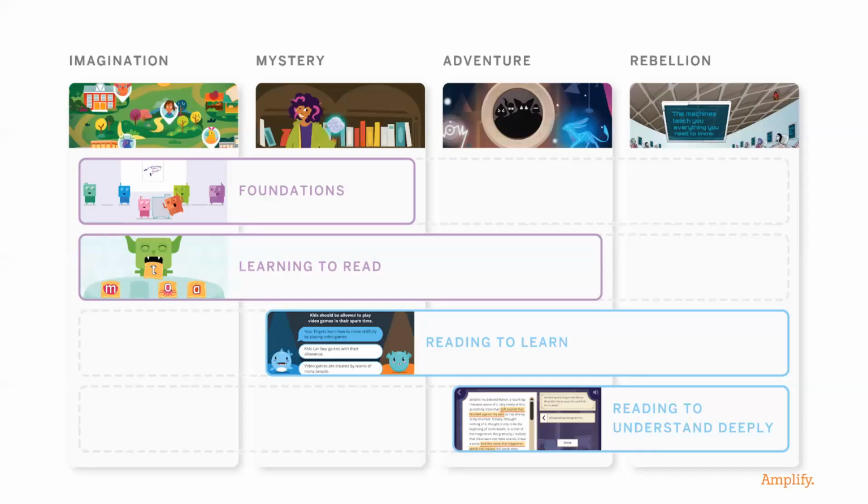So I just wanted to give that as a sort of big overview of the narrative, the meta game experience in Amplify Reading. And then also note in this graphic here, you'll see the key literacy areas that students are working on as they move up, moving from foundational skills, going all the way to reading to understand deeply.